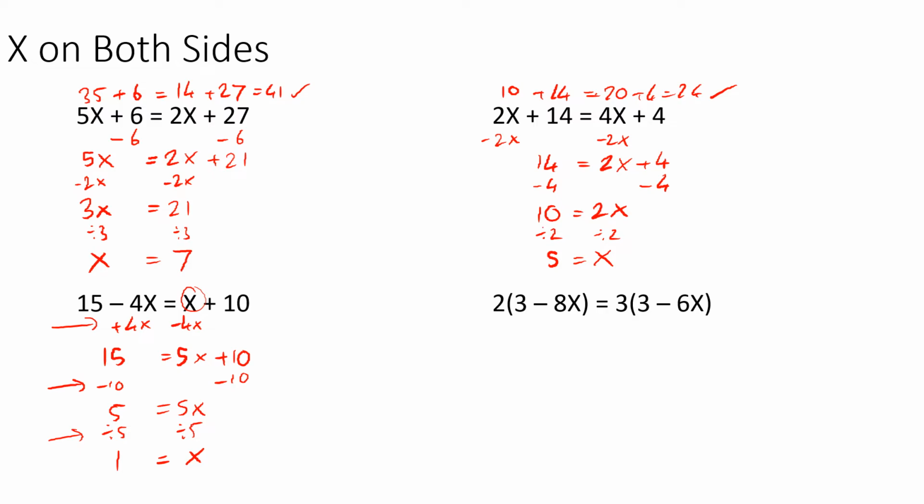Lastly, we've got some brackets, so we should expand them first. So 6 minus 16x is 9 minus 18x. Which one of those is more positive? Well, this one just about. So just be careful with your signs.